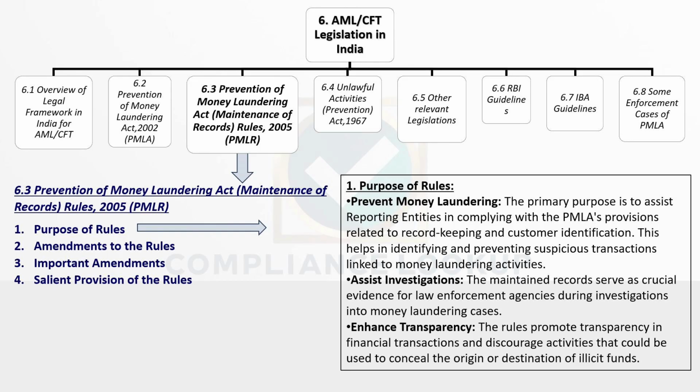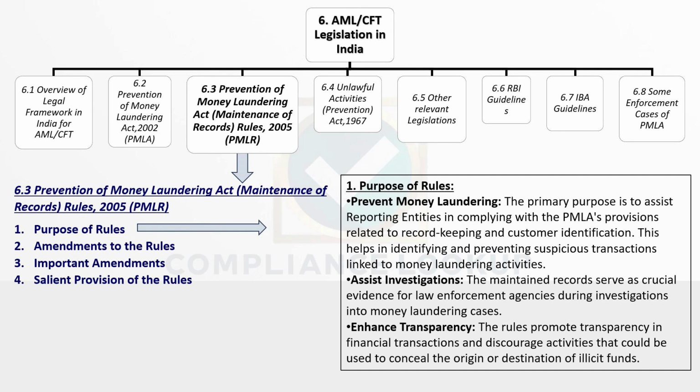B. Assist investigations. The records maintained by reporting entities under these rules become crucial evidence when law enforcement agencies, like the Enforcement Directorate (ED) or the police, investigate money laundering cases.